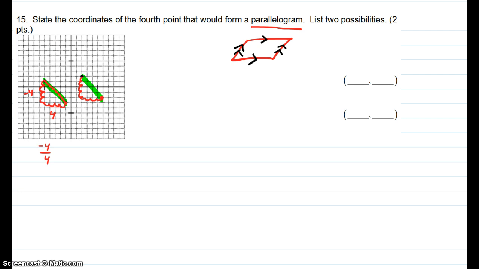Now, to be a parallelogram, it has to have two pairs of parallel sides. So now what I want to do is figure out, are these two sides parallel? So we're going to do the rise over run. So we're going to go up 1, and this one goes over 1, 2, 3, 4, 5, 6, 7. So that one goes up 1 over 7. And this one goes over 5, 6, 7, over 7, up 1. So this one has a slope of 1/7.